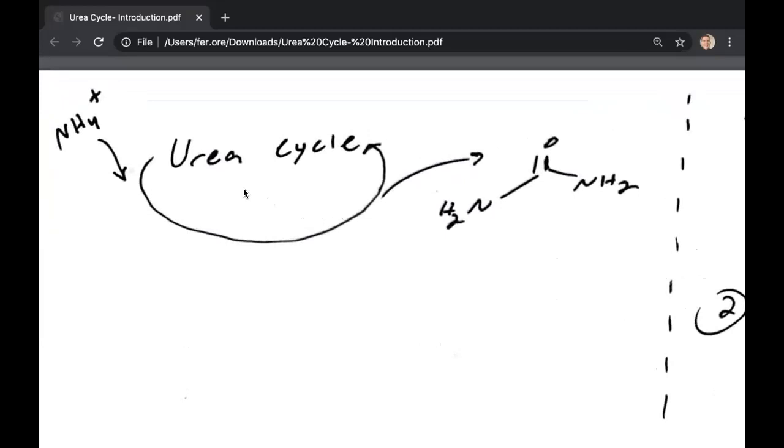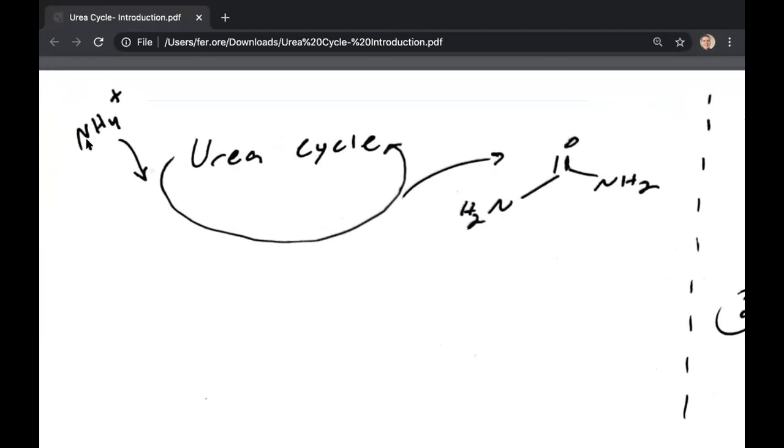So in mammals, excess nitrogenous waste is packaged as urea and excreted in urine. And urea is synthesized from ammonia. So here I'm showing ammonia in its protonated state in physiological pH. So this process, the urea cycle, happens exclusively in the liver, and I'll probably talk about it later in other videos. The liver is this specialized organ that's capable of doing a lot of these special processes.